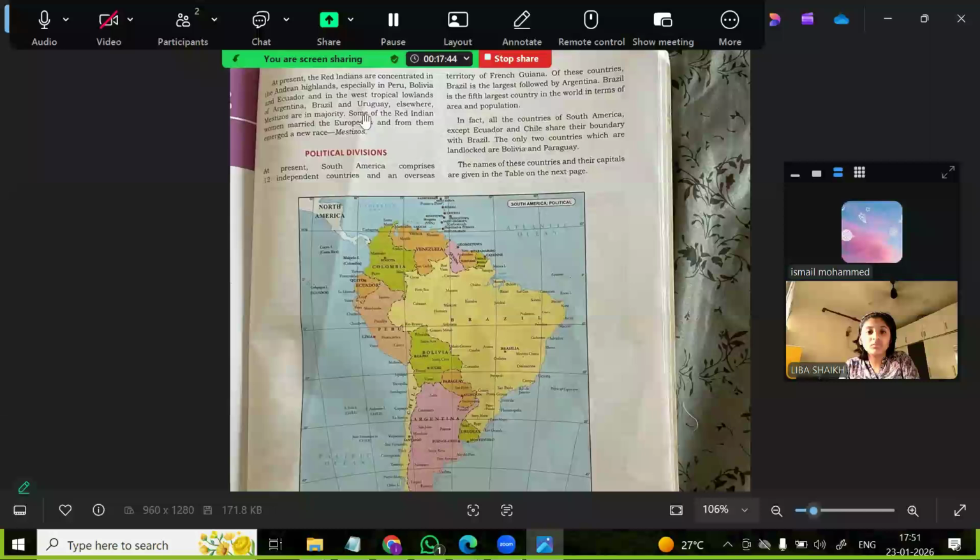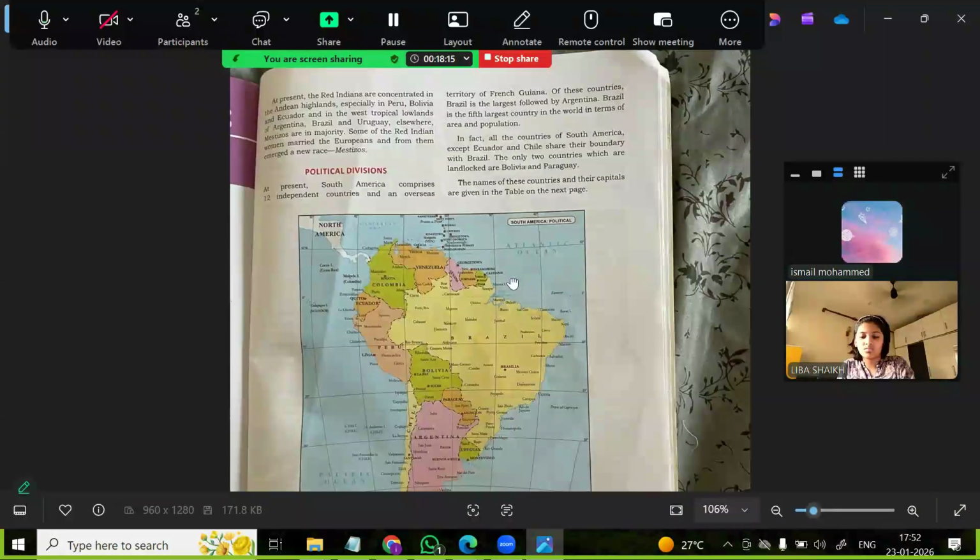Okay. So what are those countries we can see here? The Andean highlands he is telling about here are covered in Peru, Bolivia, Ecuador, and in the west lowlands of Argentina, and Brazil and Uruguay. Okay, so these are all the political divisions of South America. At present, South America consists of 12 independent countries and an overseas territory of French Guyana.